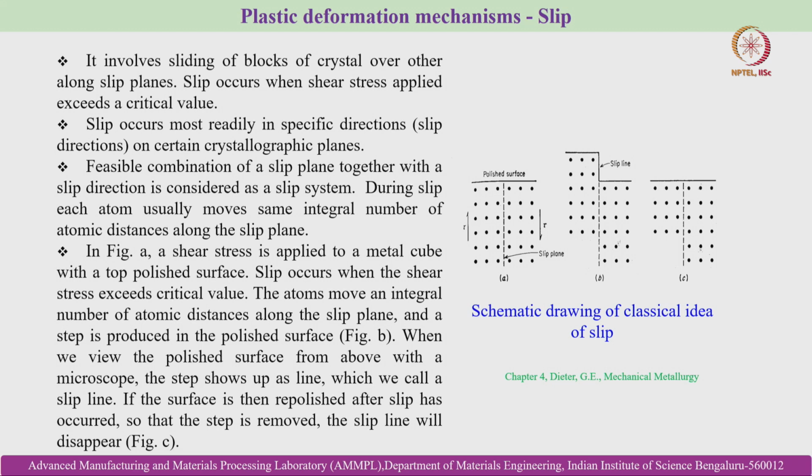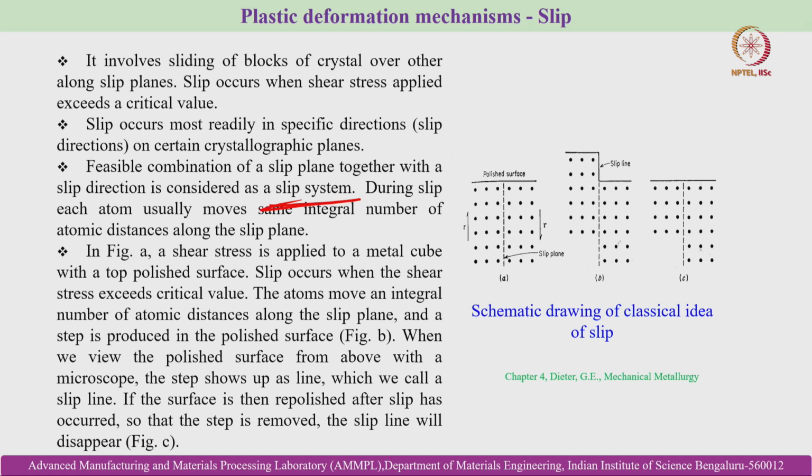So, there are two things: one is the slip plane, and another is the slip direction, which is a specific direction on certain crystallographic planes. A feasible combination of a slip plane together with a slip direction is considered a slip system, which is very important to understand the plastic deformation behavior of a particular material under a particular set of loading conditions. During slip, each atom usually moves the same integral number of atomic distances along the slip plane.